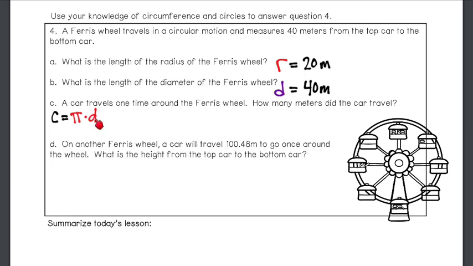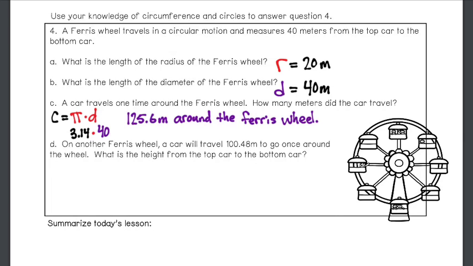But instead of writing diameter, I'm going to plug in this 40 meters. So I say circumference equals pi times 40. And that's 3.14 times 40. When I multiply those two together, I get 125.6 meters, and that's how far around it will travel. So to put it in perspective, that's like traveling a full football field and then 25 more meters. So it's a pretty big Ferris wheel ride.